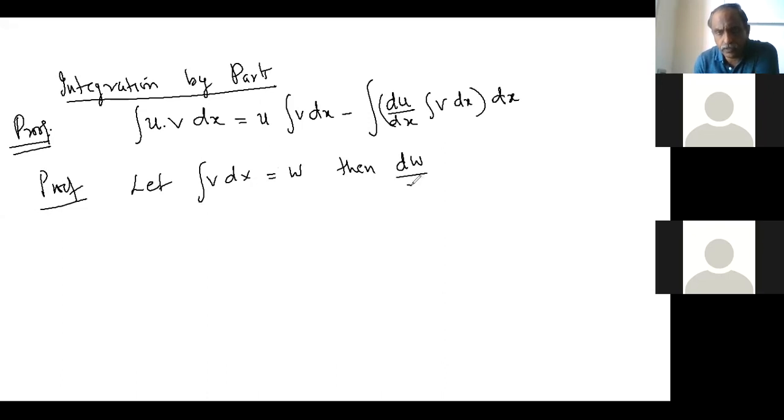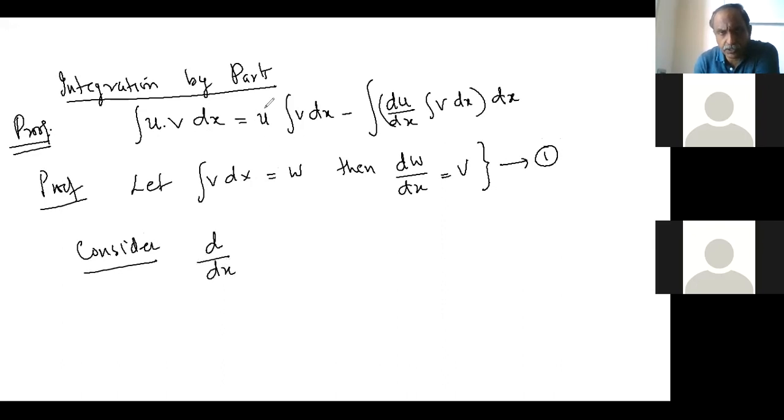Then the derivative of w with respect to x equals v. This is your equation number 1. Then I start with considering d by dx of the first term, u w, which is u into the derivative of w plus w into the derivative of u.